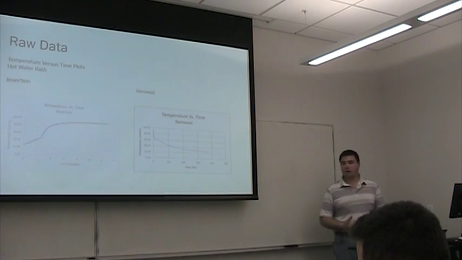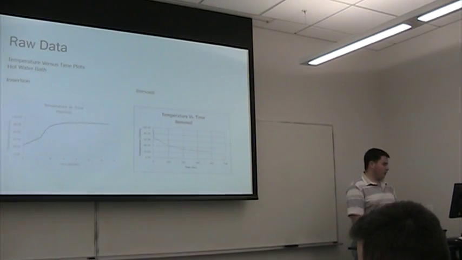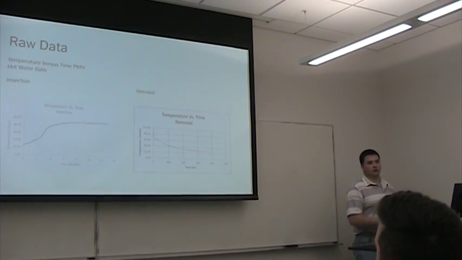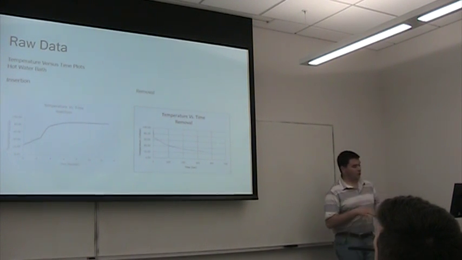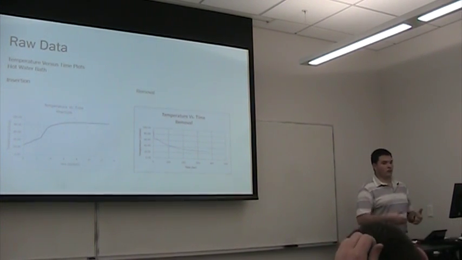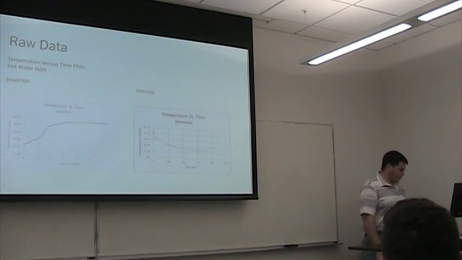So here's the raw data. We stuck the thermocouple into the boiling water, and we found that the final temperature we got to was about 92 degrees Celsius, which is a little lower than we expected. We started from an ambient temperature of about 25 degrees C, which is typical. When we removed the thermocouple from the boiling water at 92 degrees C, it took about 375 seconds for it to reach a steady state value of 25 degrees C, which is considered ambient.